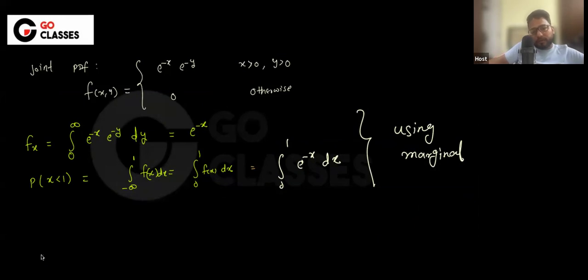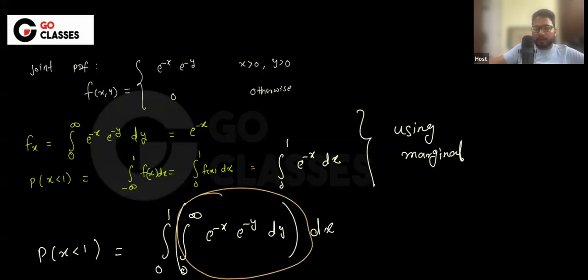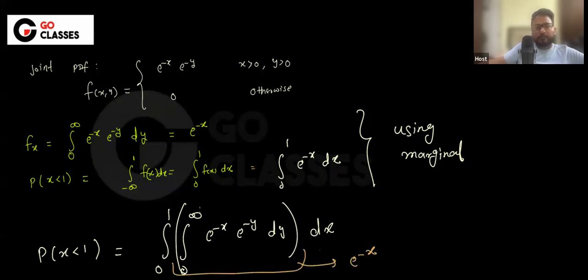You can also find out this P(X less than 1) using joint PDF also. So the value of y will be from 0 to infinity. The value of x is from 0 to 1 because x is less than 1, right? Okay. This is the y, which means this is e power minus x, e power minus y. This is dy, and then this is dx, right? See, this is nothing but your e power minus x, which is the marginal PDF only. Okay, this inside thing is nothing but the marginal PDF only.